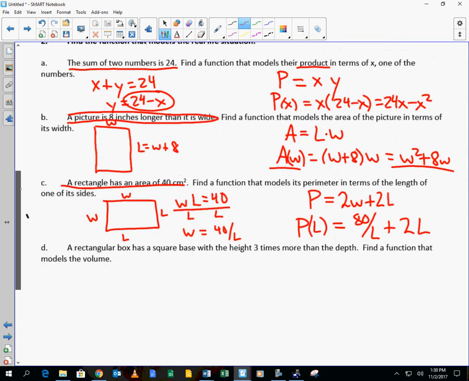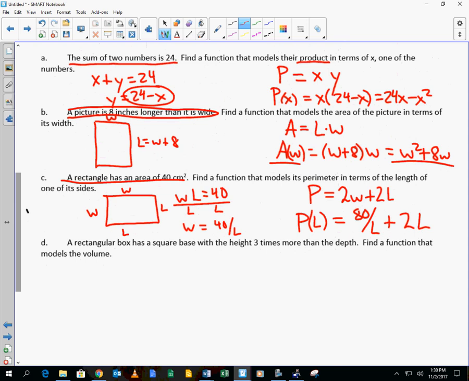This is a really good question for you guys right now. Do you know what that shape looks like?